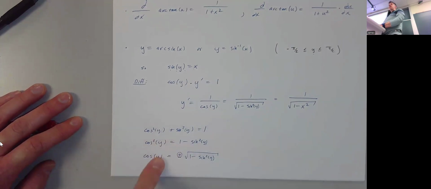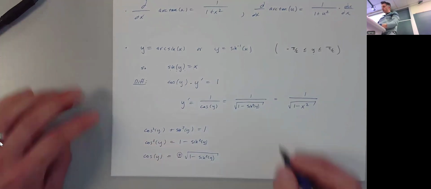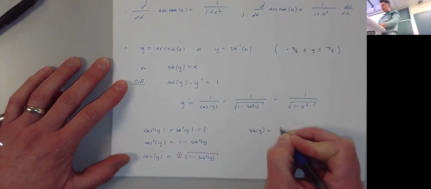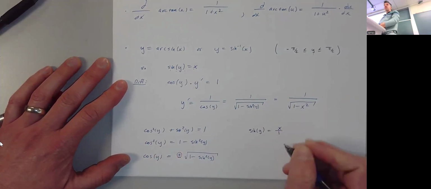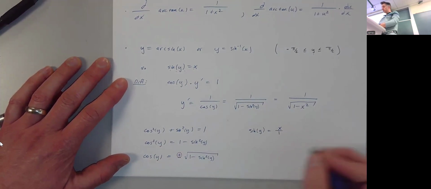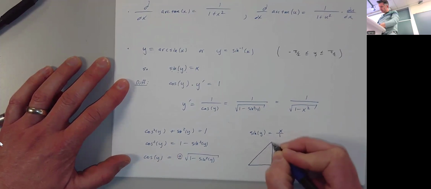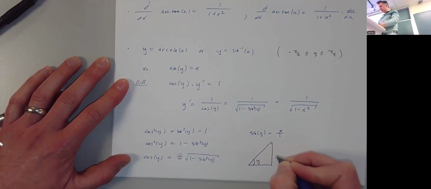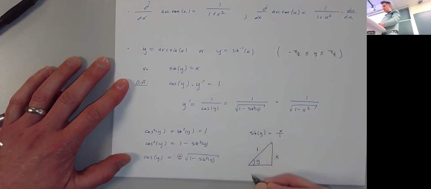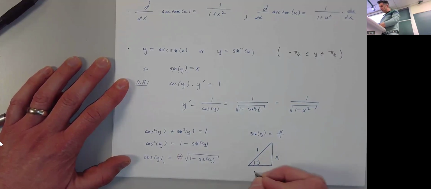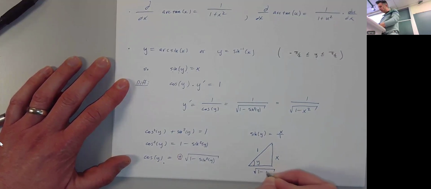Not my preferred way of doing it. I would have much rather drawn a triangle and said, oh, sine of y is equal to x over 1, which is the opposite over hypotenuse. Draw my triangle. My angle is y, my opposite side is x, my hypotenuse side is 1. My missing side, using the Pythagorean theorem. Oh, the Pythagorean theorem and the Pythagorean identity over here. There's a reason those are both coming up. That's going to be the square root of 1 minus x squared.